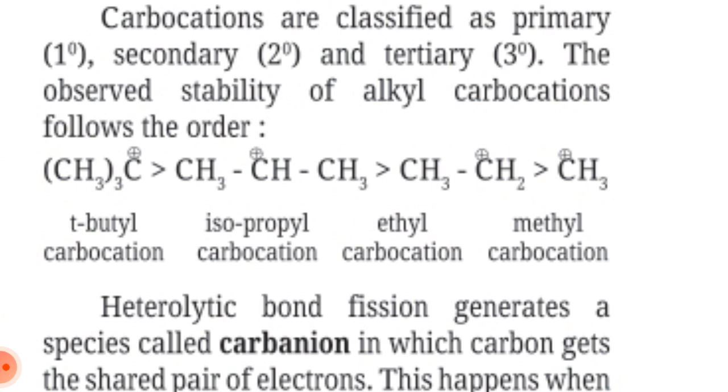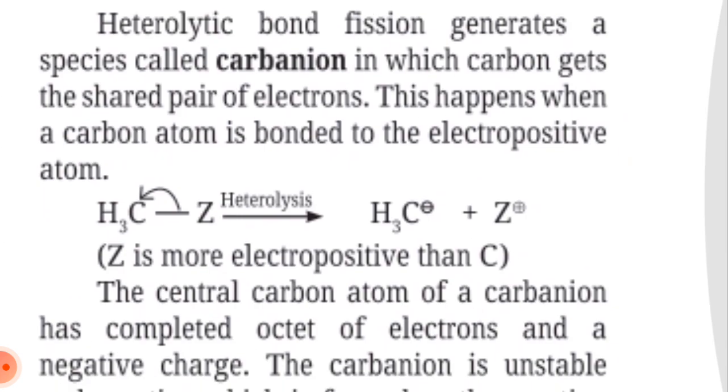Carbocations are classified as primary, secondary, and tertiary. The observed stability of alkyl carbocations follows the order tertiary butyl carbocation greater than isopropyl carbocation greater than ethyl carbocation greater than methyl carbocation. Heterolytic bond fission can also generate a species called carbanion, in which carbon gets the shared pair of electrons.